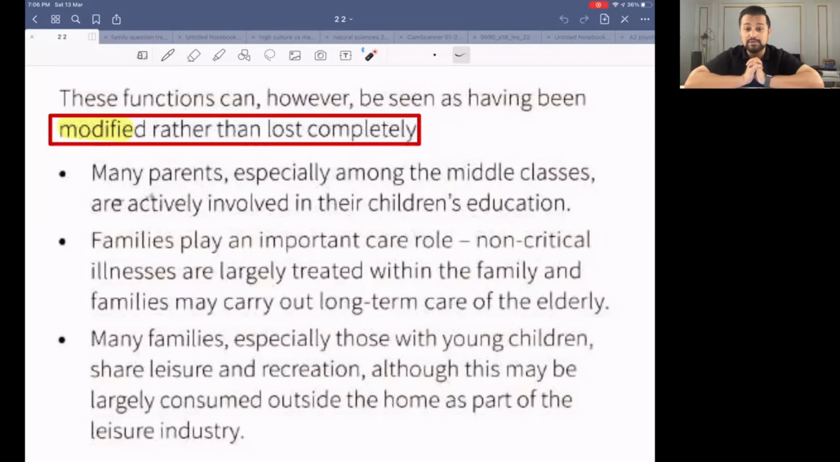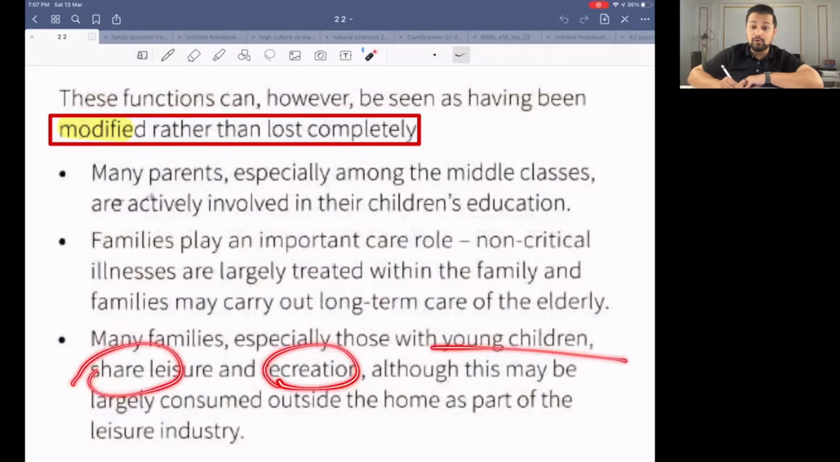Fine, there are hospitals that wouldn't even charge you money in developed countries, unlike ours. But non-critical illnesses are still taken care of at home. Do we understand this? Now, the third point: many families, especially those with young children, share leisure and recreation, although this may be largely consumed outside the home as part of the leisure industry today. Do we understand this?